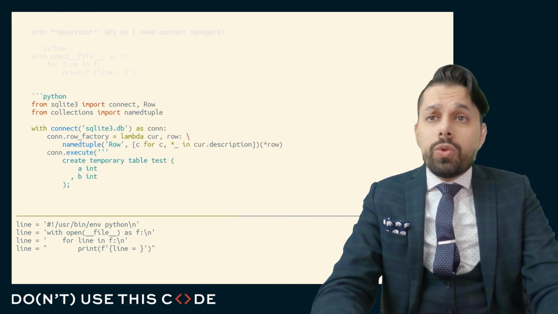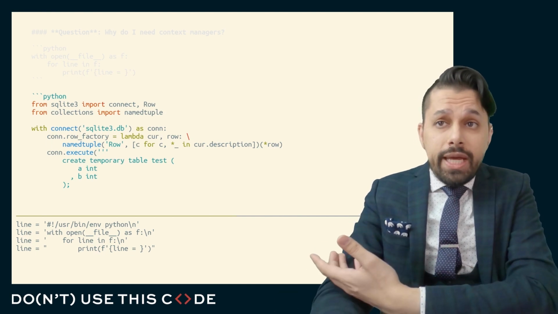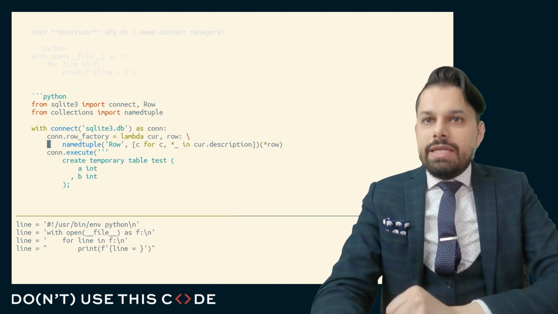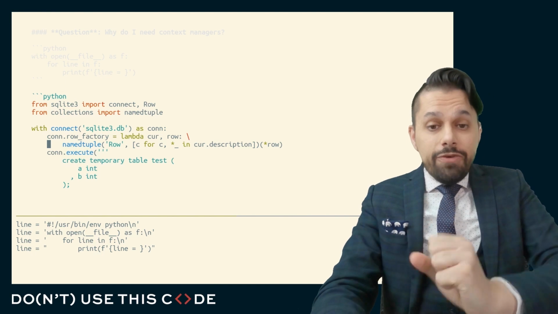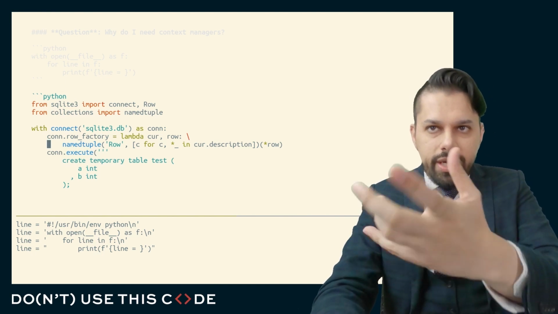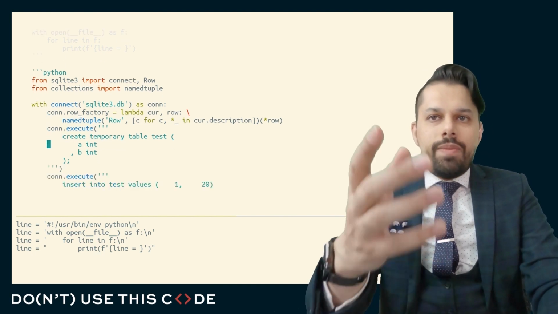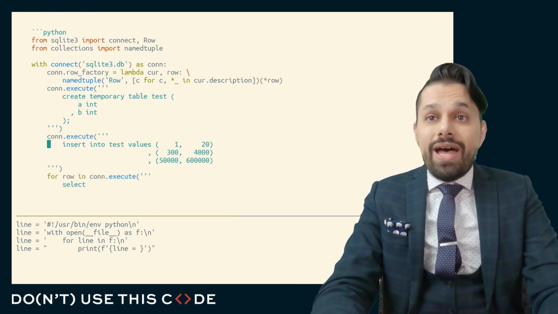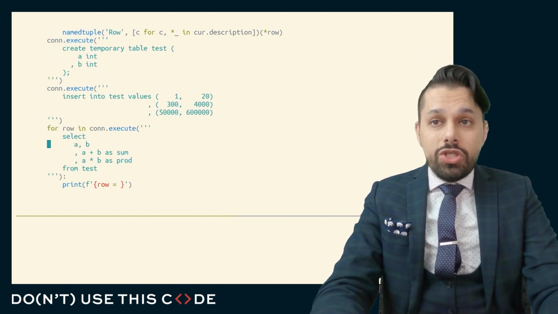And if we go beyond working with files to working with databases like SQLite, we might see that the connect for SQLite itself is a context manager as well. So we might say with connect to connect to our database and then do something like create a temporary table, insert some values into that, and then perform some computation.